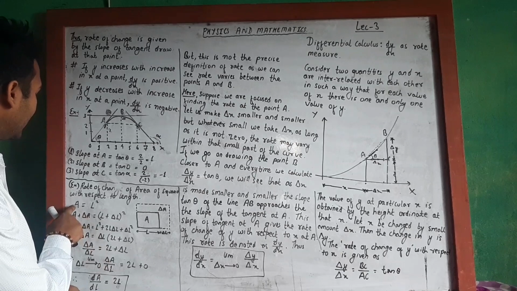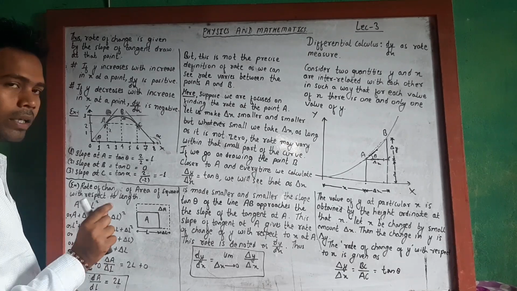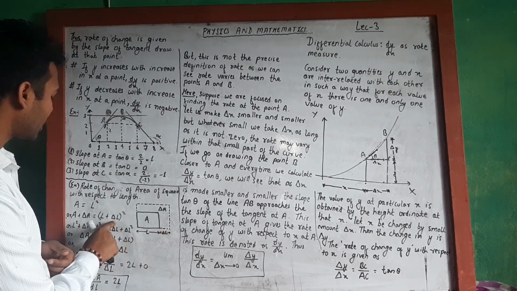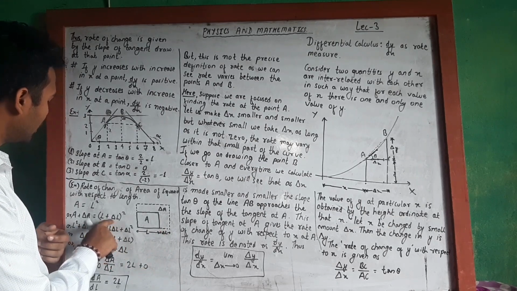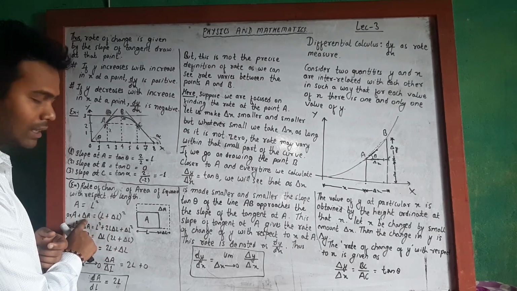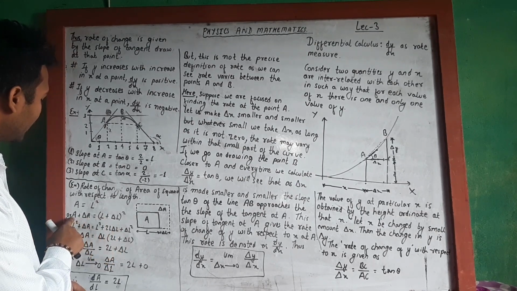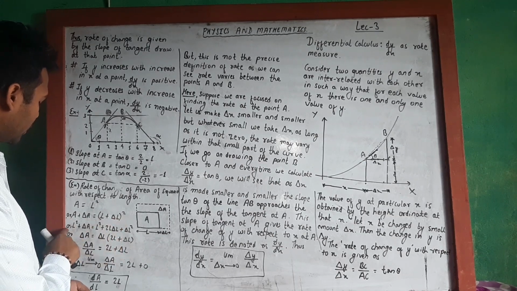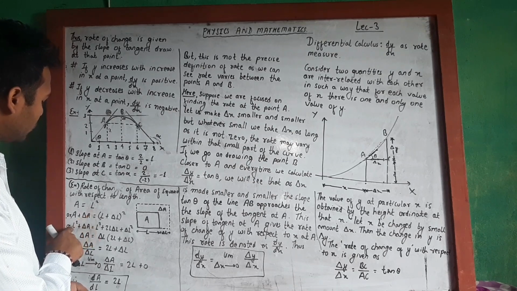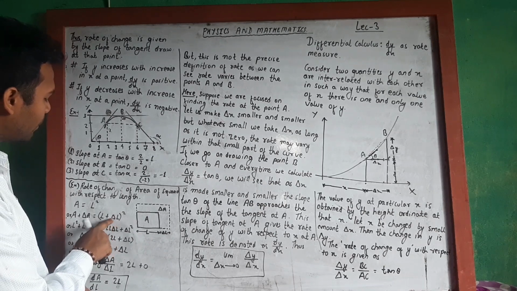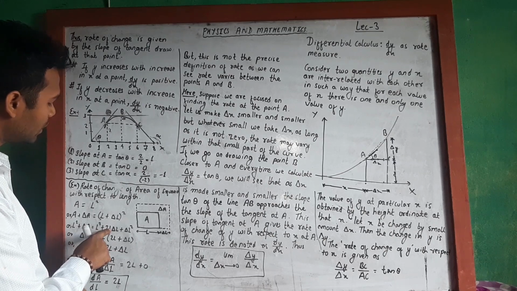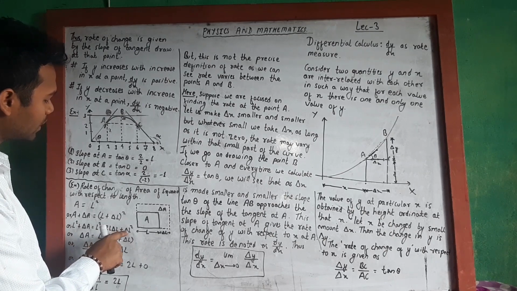Let's see here. Area is given as L square. Now if the length is changed by del L, then there will be a change in the area as del A. That's why we can write A plus del A is equal to L plus del L whole square. Here A is equal to L square, we substitute A as L square, and we apply the formula of A plus B whole square. That's why we get L square plus 2 times L dot del L plus del L square.